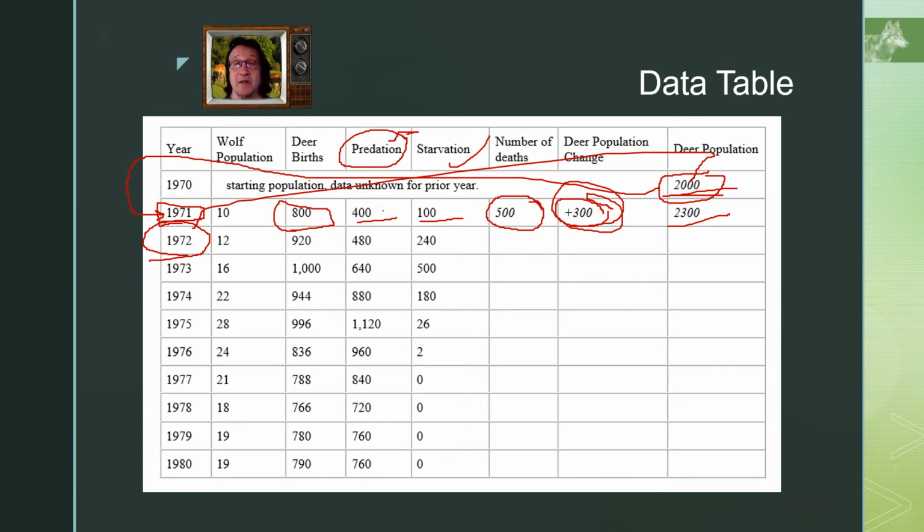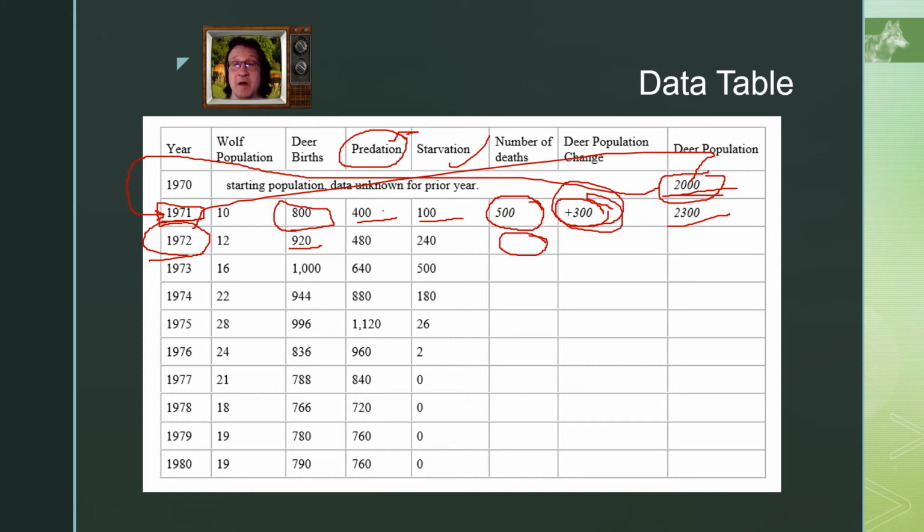So now let's look at the birth rate again of deer. So from the starting population of deer, let's just say this is a good year for the deer, a lot of food. They end up adding 920 babies. Well, so what? How many died that year? Because that's the number that has to go here for us to calculate the deer population change. So of those 920 born, how many died?